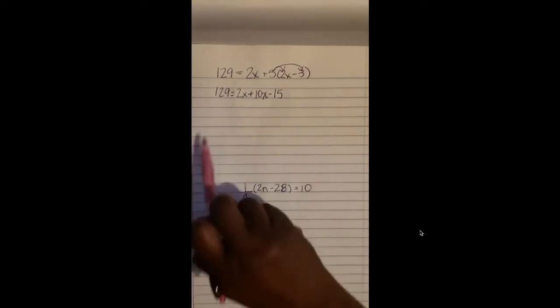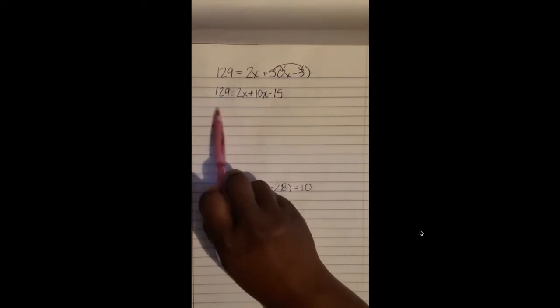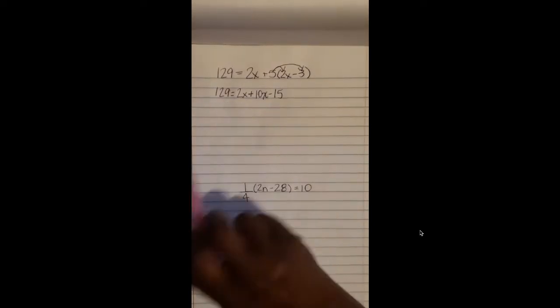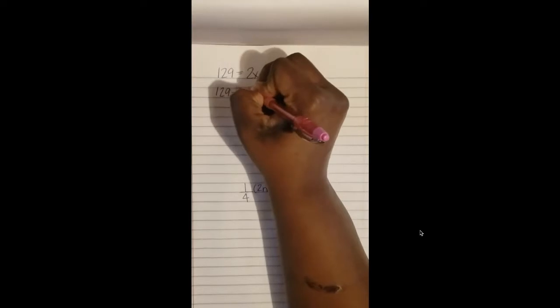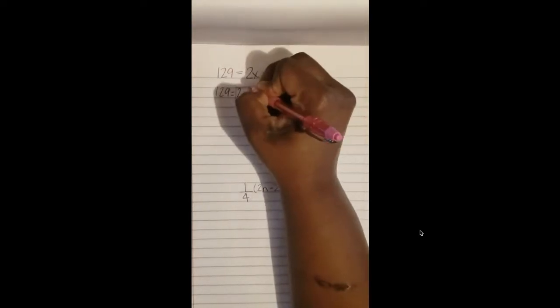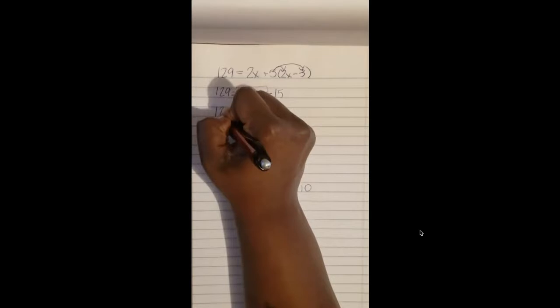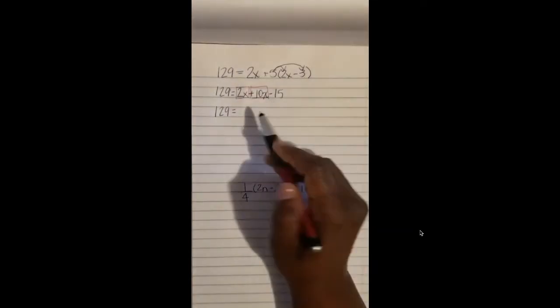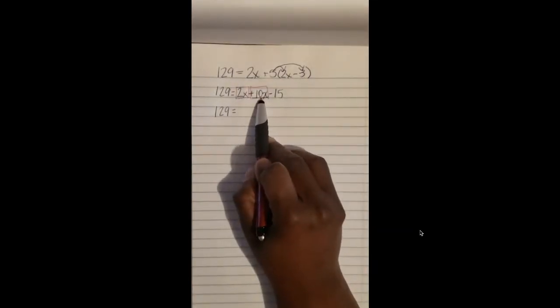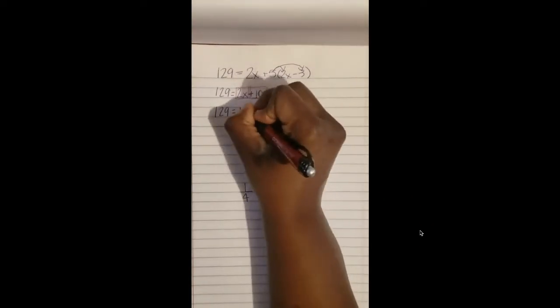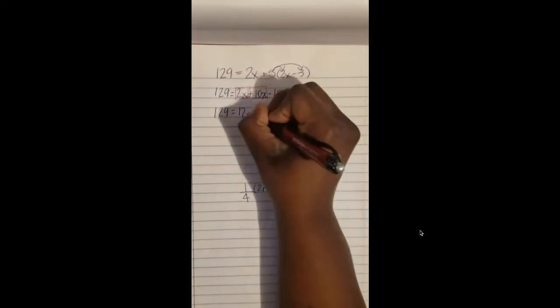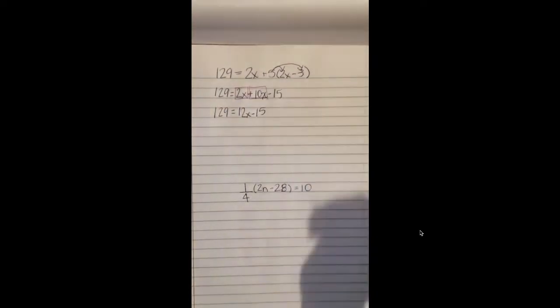In doing so, I now need to check to see if I can combine any like terms. If I look at my left-hand side, there is nothing else to combine with this constant. But if I look at my right-hand side, I do have a positive 2x and a plus 10x that I can combine together. So I can now come down and say 129 is equal to 2x plus 10 more x's gives us 12x. And then I bring down my minus 15.